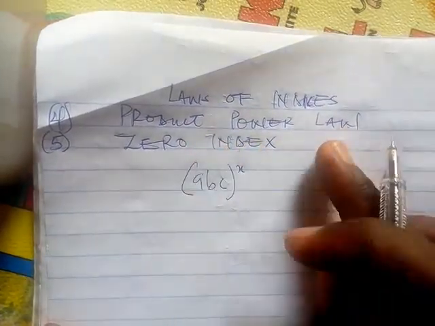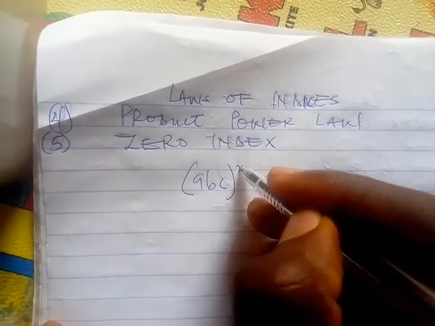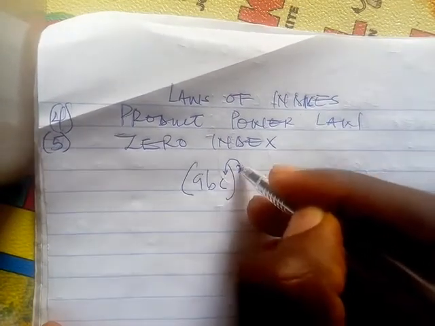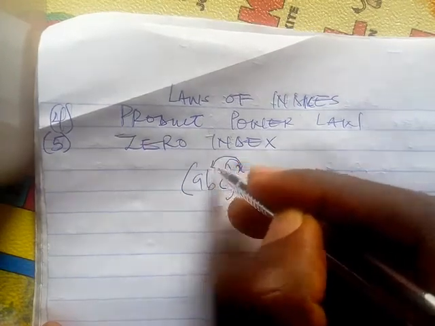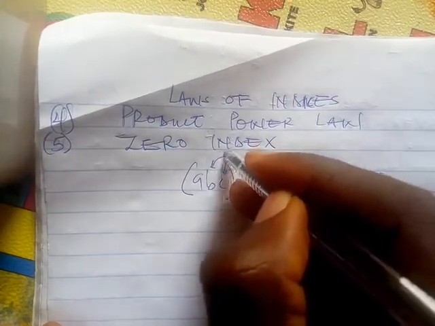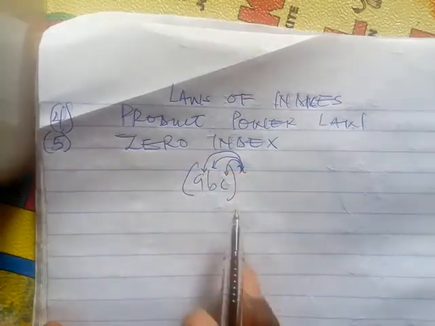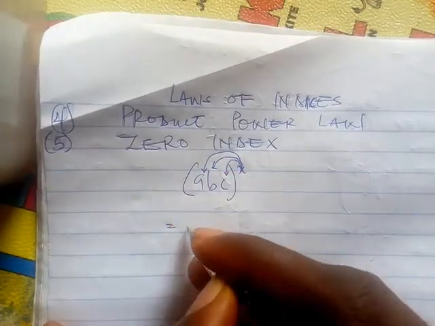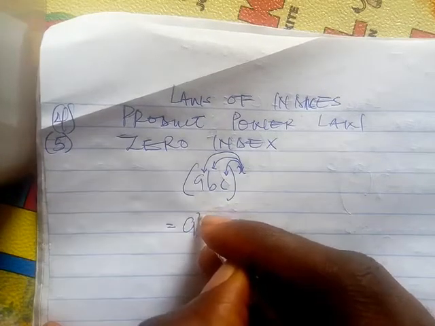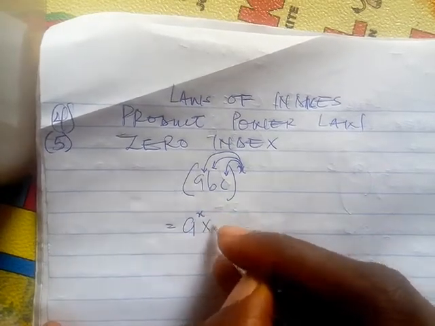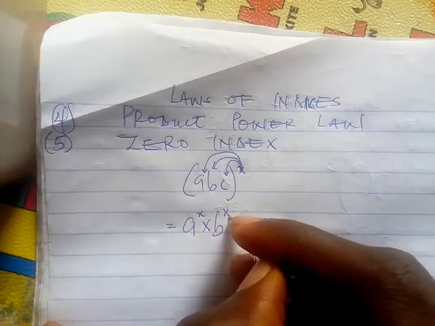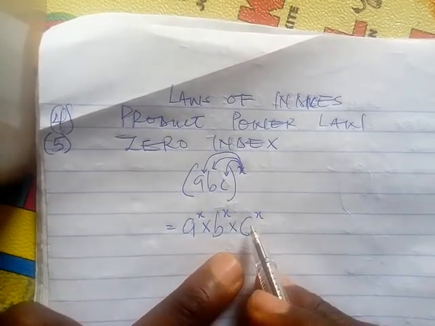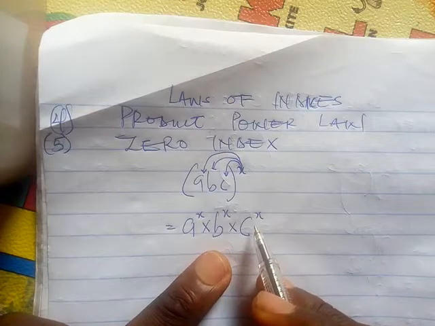So the product power law tells us that this x, that is the power, is being distributed to each of the factors or the numbers or the variables inside the bracket. So this is how you do it. You distribute it just this way. You have a raised to the power of x multiplied by b raised to the power of x times c raised to the power of x. This is the product power law.